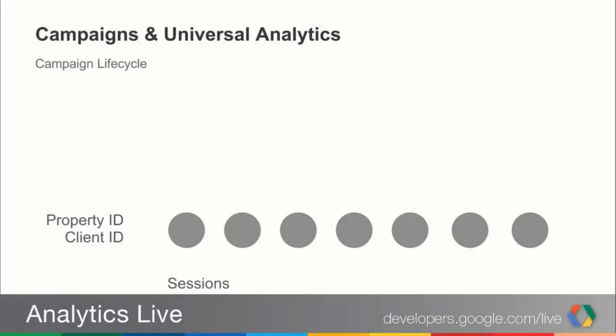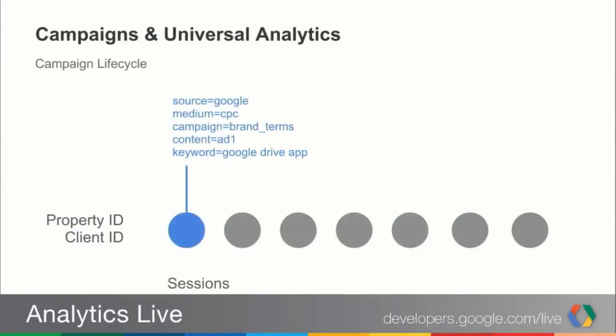So just a little primer on how campaigns work in Universal Analytics. It's a little bit different than how it was before. You can see here all these gray dots on the bottom. These represent sessions with your application or with your website, whatever it is. We're speaking broadly here. Each of these dots represents one user interaction with a site or an app and contains a bunch of views and events and e-commerce and other things. And we're looking at this for a given property ID and client ID.